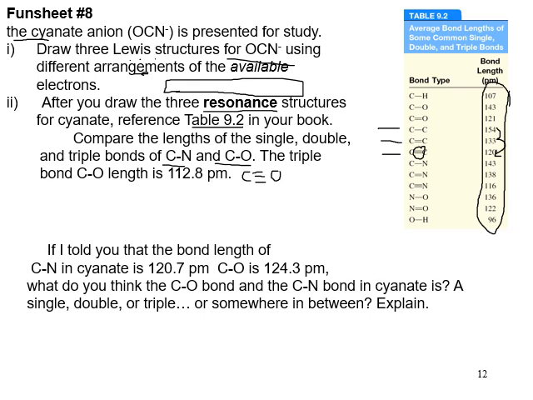So if I told you that the bond length of the carbon-nitrogen bond in cyanate is 120.7 and the CO bond is 124.3, I was asking you to try to figure out what you think the carbon-oxygen bond and the carbon-nitrogen bond in cyanate are. Is it a double, a single, or a triple, or is it somewhere in between? So take a peek at that.